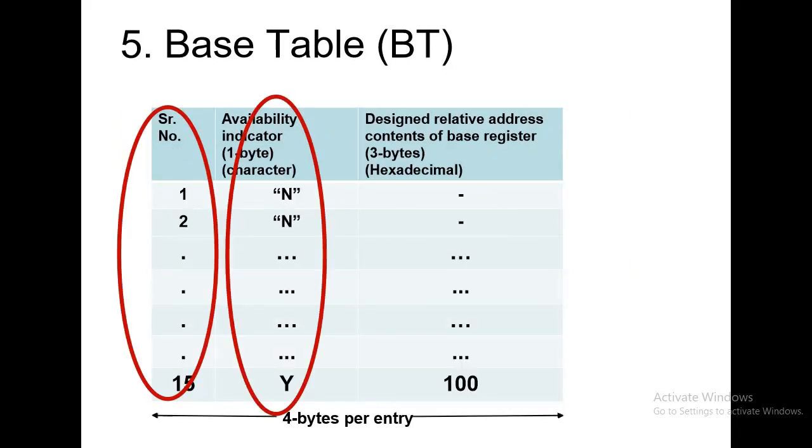Now the base table contains 3 columns. First is serial number, second is availability. That means if register number 2 is present in the given program, in front of that 2 you have to write down Y for yes. If register number 2 is not present in the given program, in that case you have to write down N. So suppose we are using register number 15 in the given program. Then in front of 15 you can write down Y, and after that the hex code, or we can say the relative address for that particular register.